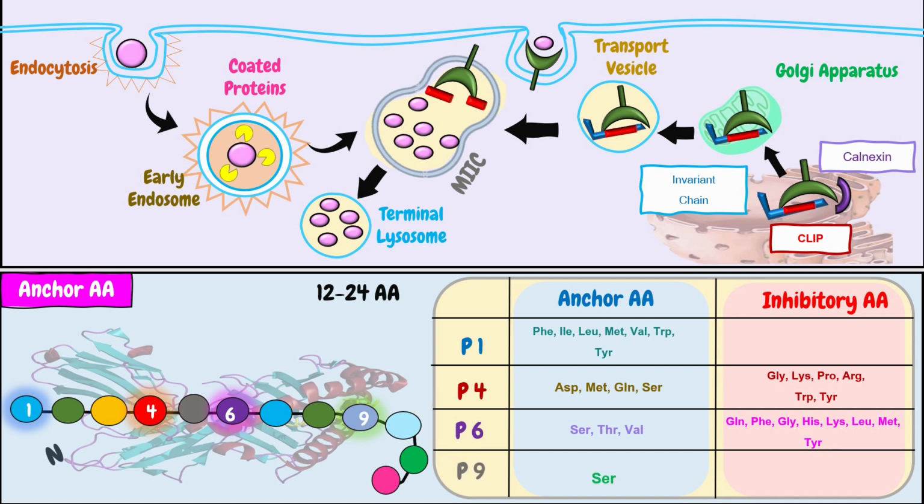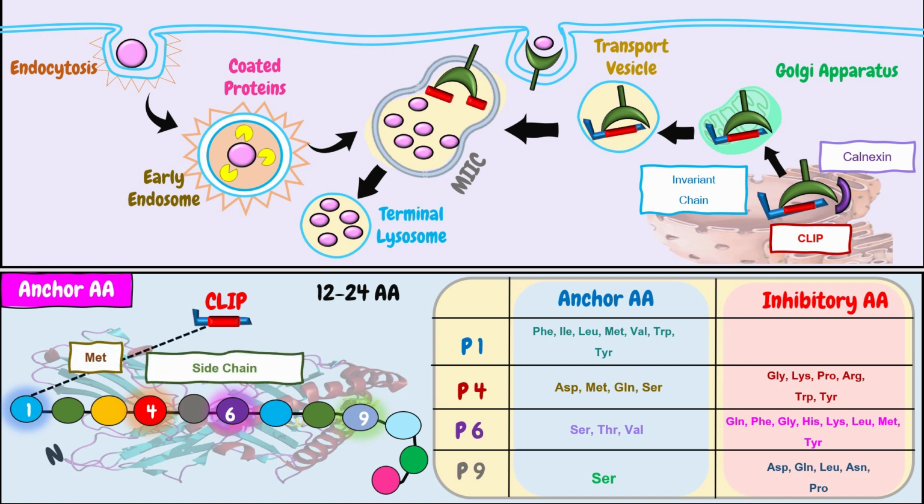At position 9, the anchor amino acid is serine, but inhibitory amino acids at position 9 are aspartic acid, glutamine, leucine, asparagine, and proline. The CLIP peptide of the invariant chain can bind promiscuously to different MHC2 alleles. It has methionine at position 1 and side chains that are accepted by all DR alleles in positions 2 to 9. Computer programs can now predict binding motifs for a particular HLA-DR allele from the protein sequence.